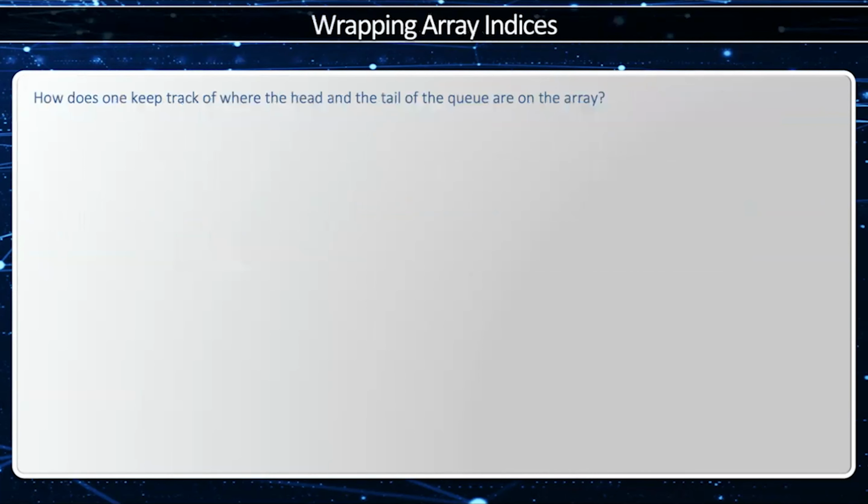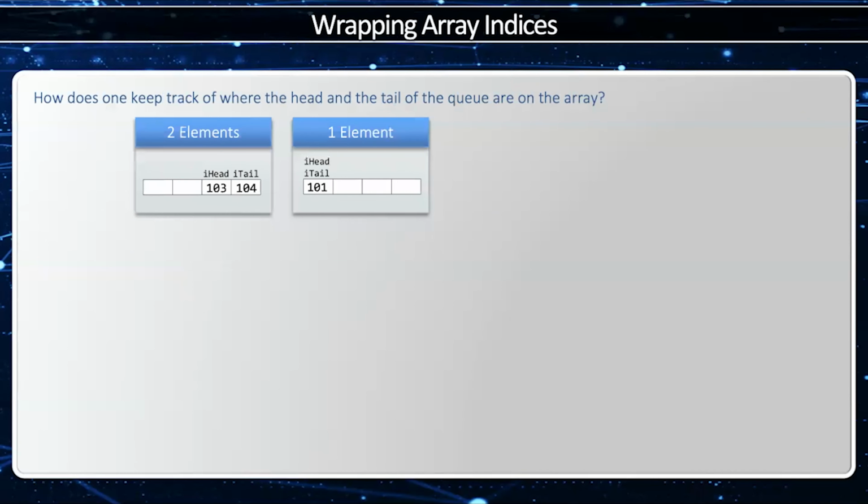There's one more level of complication. How do we keep track of the head and the tail of the queue? Remember, with a stack, my head was always slot 0, my tail was the number of elements, but with a queue, things are different. One thing I can do is keep track of the head and tail. So here I have a 2-element queue. The head's in slot 2 and the tail's in slot 3. Here I have a 1-element queue where the head and tail are on the same slot, slot 0.